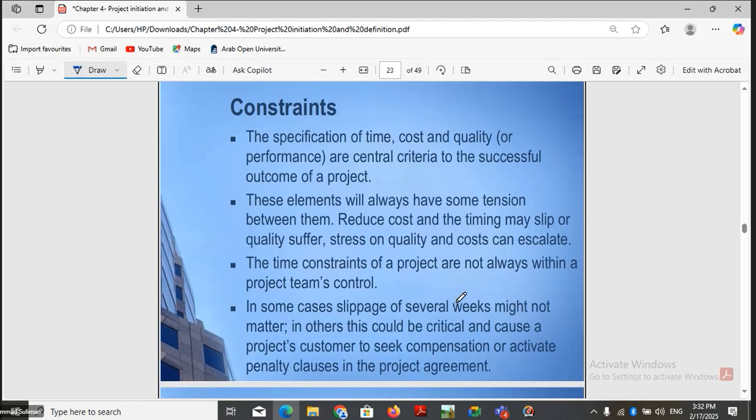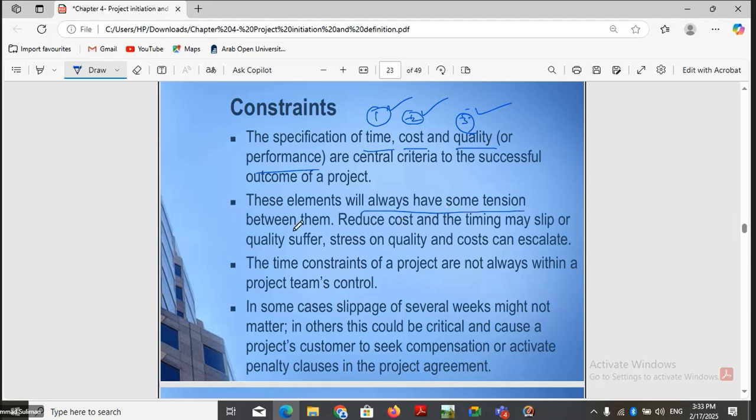The next part here is project constraints. The specification of time, cost, and quality, also called performance, are the central criteria for the success of the project. So there are three main constraints: time, cost, and quality. We said yesterday that the project should come in on time, on budget, and with quality. These are the three main constraints, along with customer acceptance, but the primary constraints are time, cost, and quality.